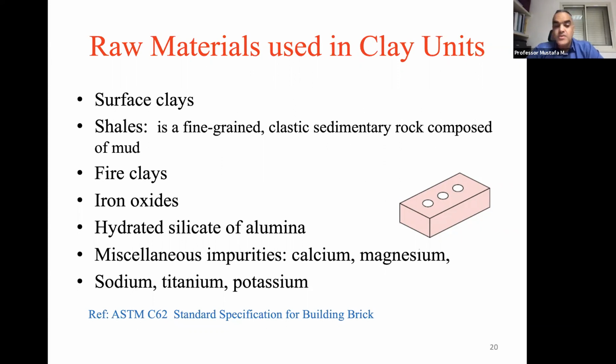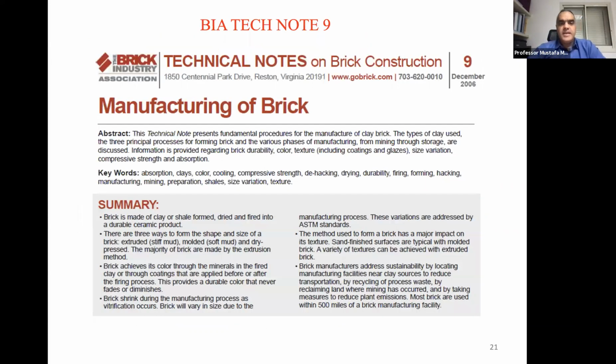Now, if you are using that, you have to specify it. And if it's used for the building envelope, then the architect has to specify it. So that's the specification for it. It's ASTM C270, and it's in BIA Technical Note number 9. Okay, so you can go to the BIA website and to the NCMA website, and there are many technical notes. I suggest you download them.